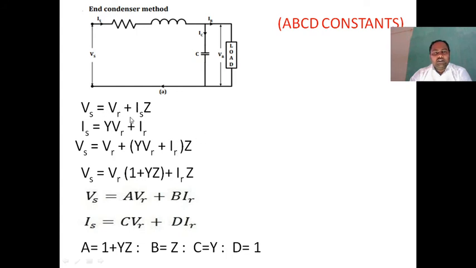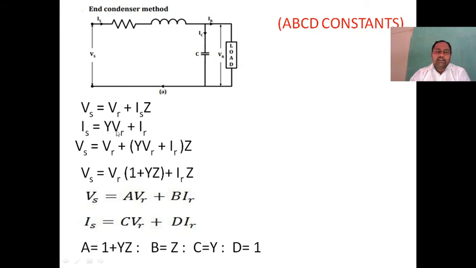Substitute the Is value in the sending end voltage. So what you get? Vr plus Is value, that is Y Vr plus Ir, into Z. So take 1 plus YZ as common. Vs is equal to Vr of (1 plus YZ) plus Ir into Z.